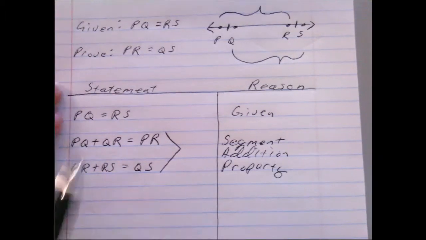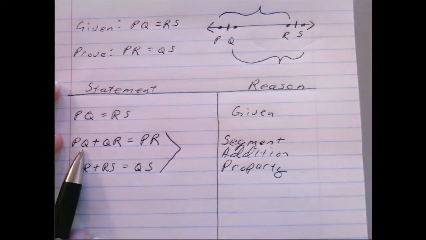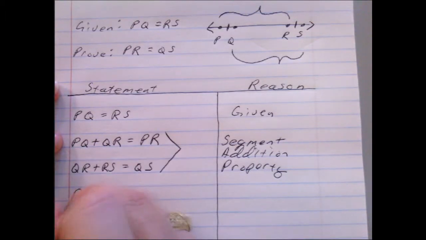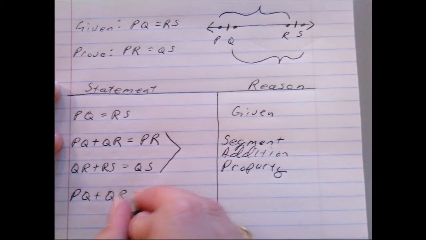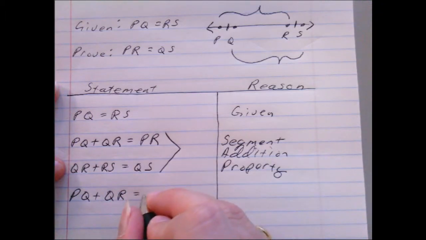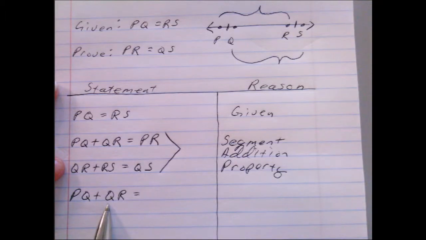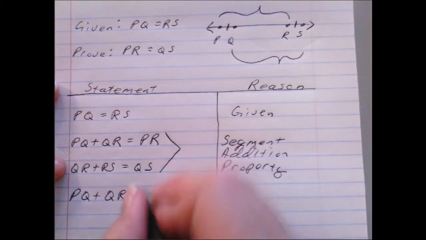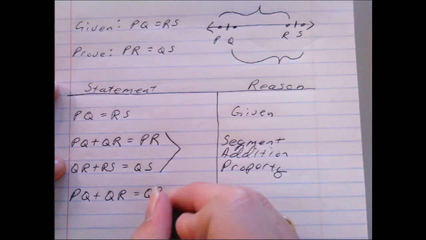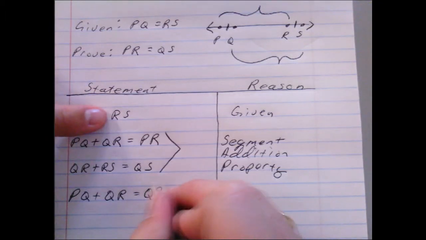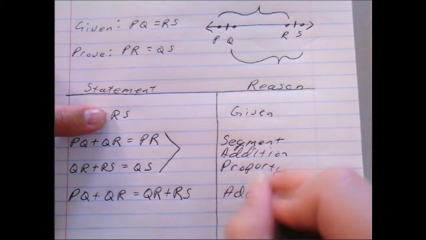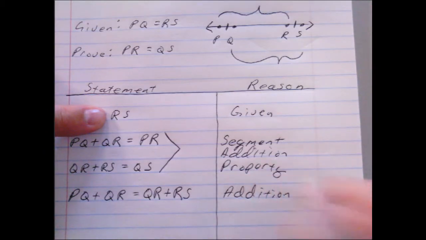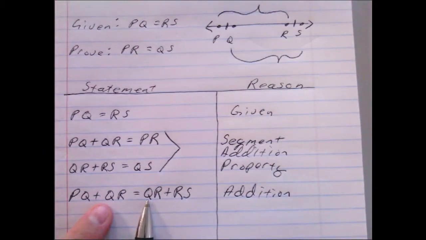So then, in order to get my given to look like these, I'm going to take PQ plus QR equals, remember, whenever we add something to one side, we have to add it to the other. So this is going to be QR plus our RS. So this is our addition property because we added QR to both sides.